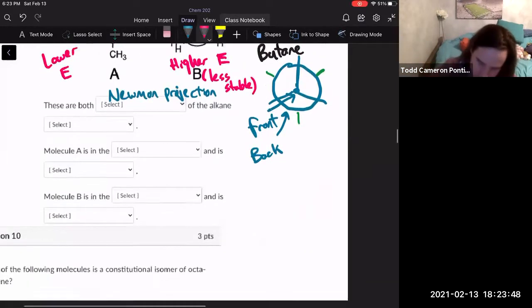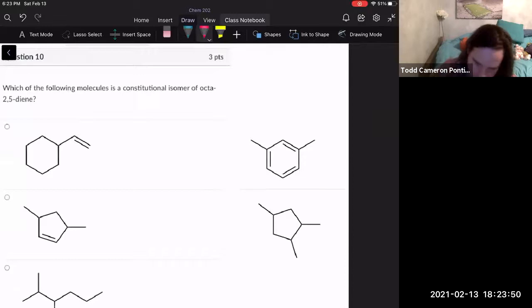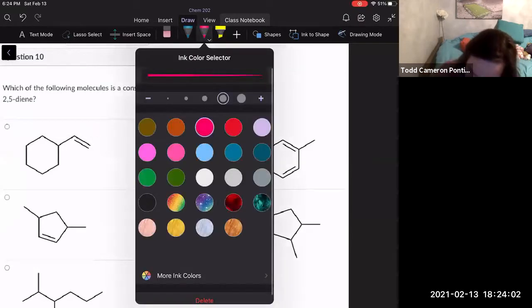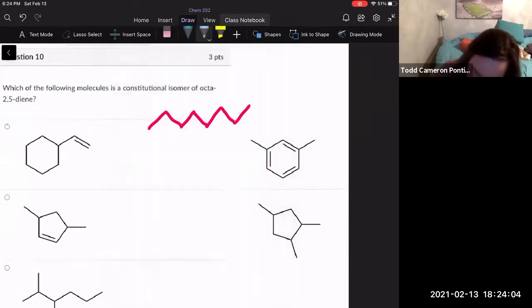Okay. Up next, which of the following molecules is a constitutional isomer of octa-2,5-diene? So let's draw octa-2,5-diene. There's 1, 2, 3, 4, 5, 6, 7, 8 carbons in it. And I'm going to number these carbons just to make this a little bit easier.